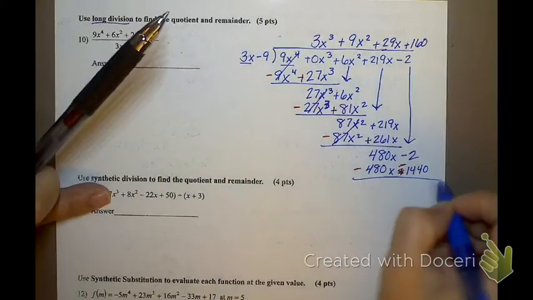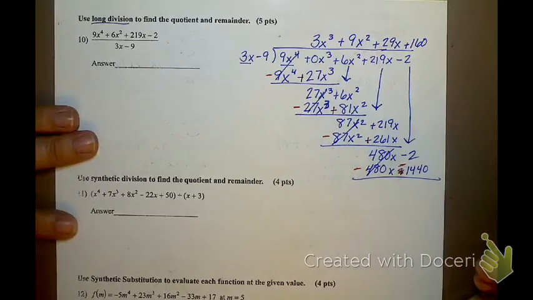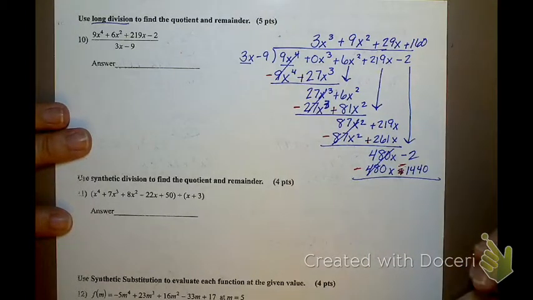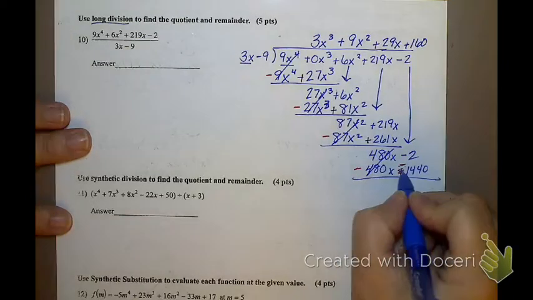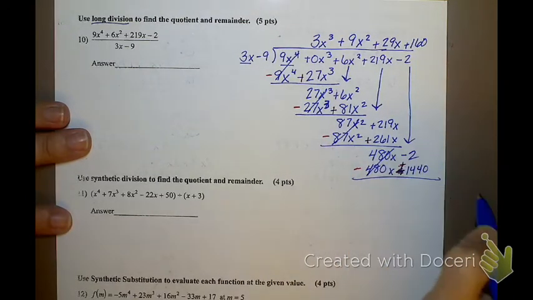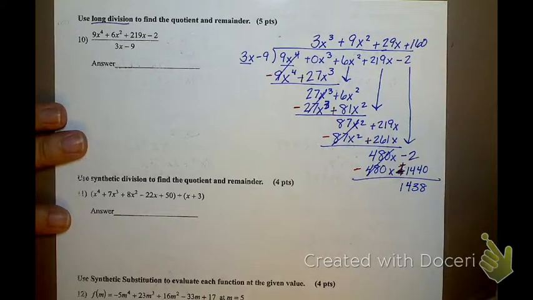And 480 minus 480 is 0. Wait, negative 9 times 160 is negative. So this was negative, it changes to a positive, right? So I have 1438. I knew something was off there because I knew it was 1438, not 1442.